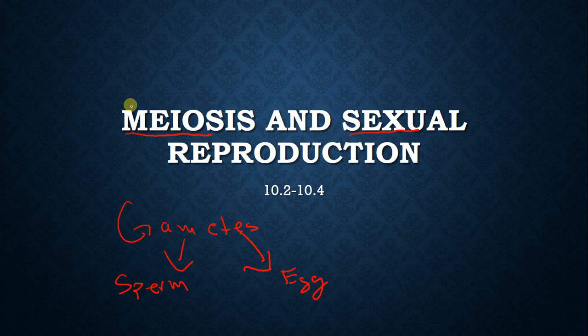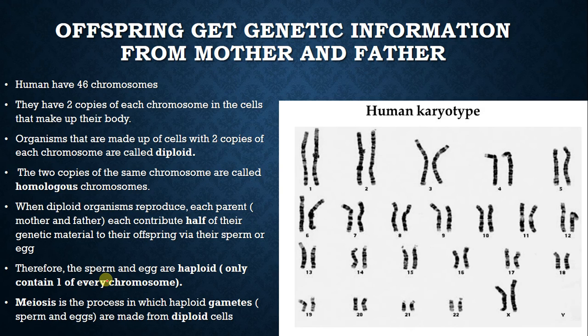So meiosis is the process by which we make gametes. So meiosis, we make gametes. We make cells that only have half the total number of chromosomes. Alright? So when we're talking about meiosis today, that is what we're going to be talking about, the process by which we make a cell that only has half of the total normal number of chromosomes.